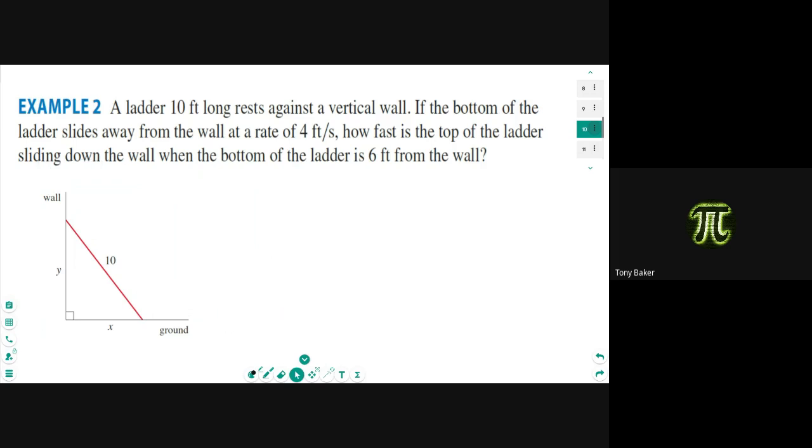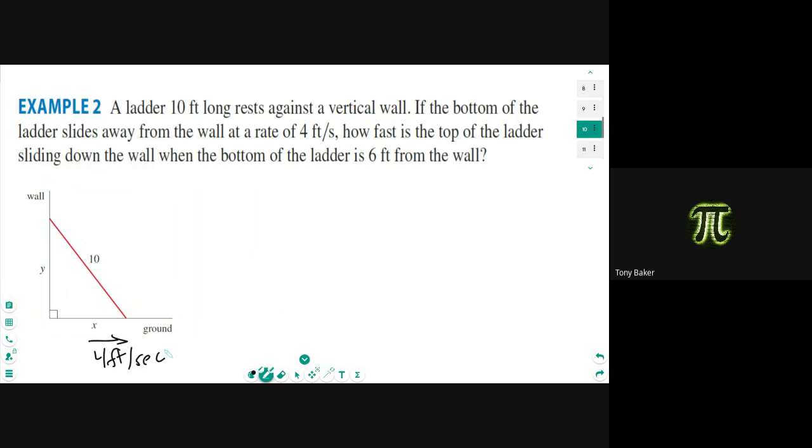Little picture. And we know it's sliding away. So it's going this way at 4 feet per second. And we want to know when that hits 6 feet, right? Oh, sorry, actually, the bottom of the ladder is 6 feet from the wall. So we want to know basically when that's at 6 feet, how fast it's moving.